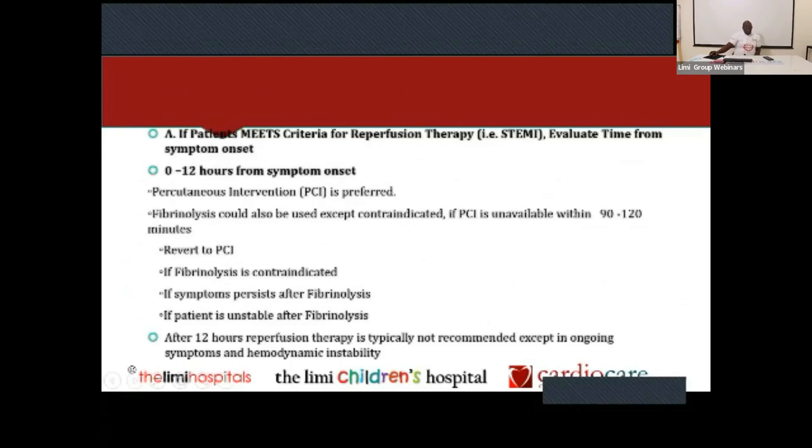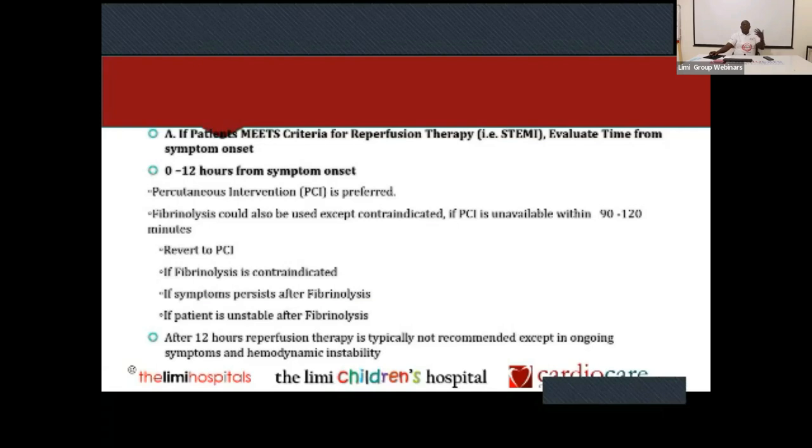So like I said, time is very, very important. The goal is for you to be able to open up the blood vessel within 90 to 120 minutes. And if you don't have access to that, fibrinolysis should be done as fast as possible. But even a patient that goes through thrombolytic therapy may still need PCI. Some patients will have thrombolysis but are still not getting better. So there could be failed thrombolysis, and the patient still needs a PCI.